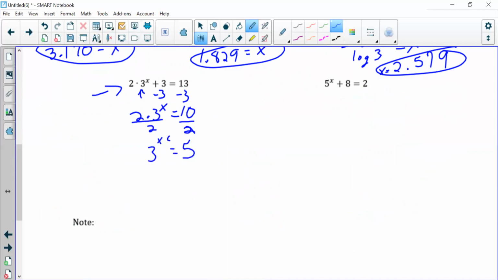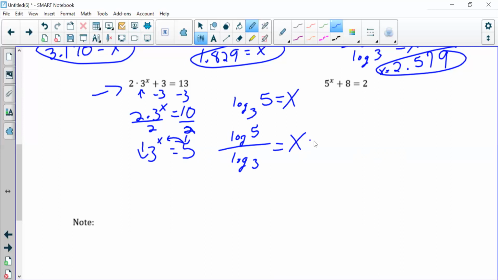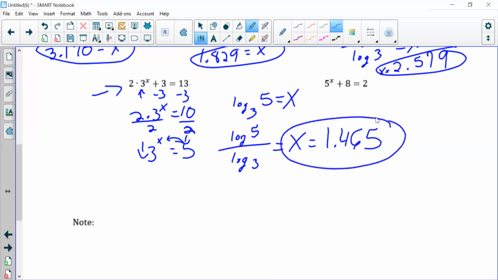Rewrite this as a log. Switch places, becomes a subscript. So the log base 3 of 5 equals x. Change of base formula. Log of the tall over log of the small equals x, and then calculator. So the log of 5, close parentheses, divided by the log of 3, close parentheses, equals 1.465. Remember to round to 3 decimal places.